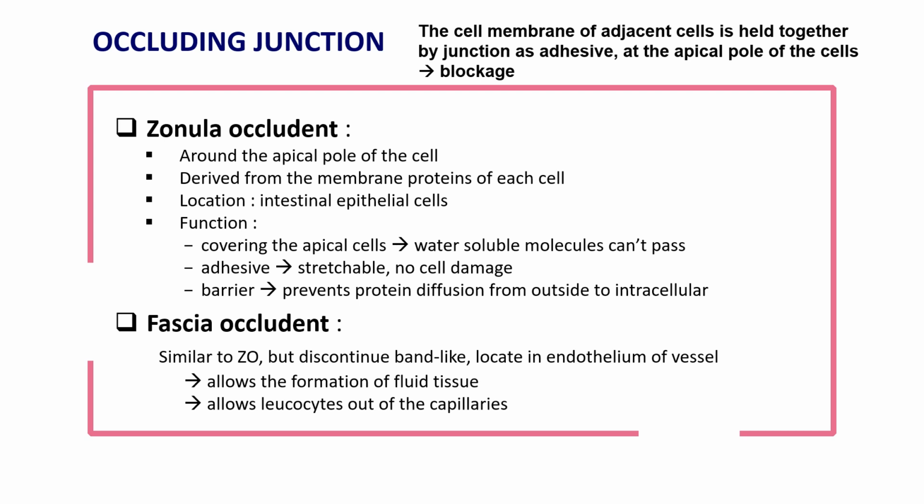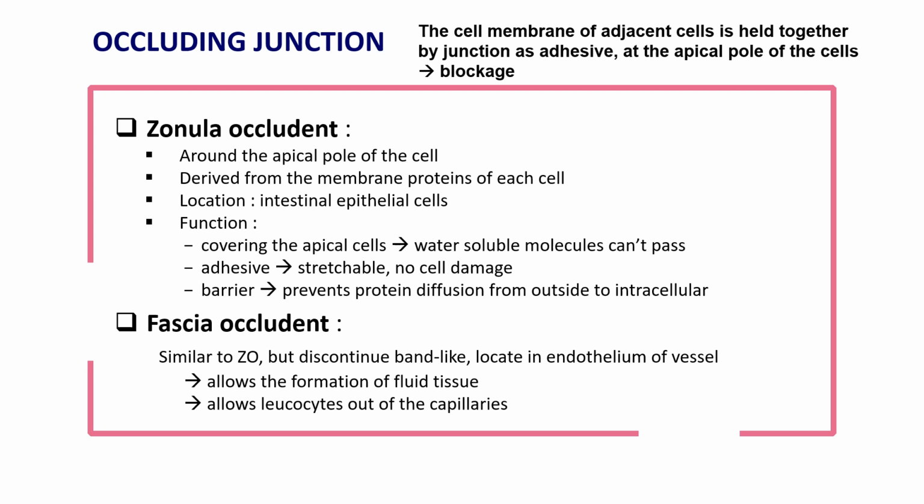Occluding junction is an adhesion of the cells at the apical pole of the cell that blocks the connection between two adjacent cells. The cell membranes of adjacent cells are held together by this junction. There are two types of occluding junction, zonula occludens and fascia occludens.